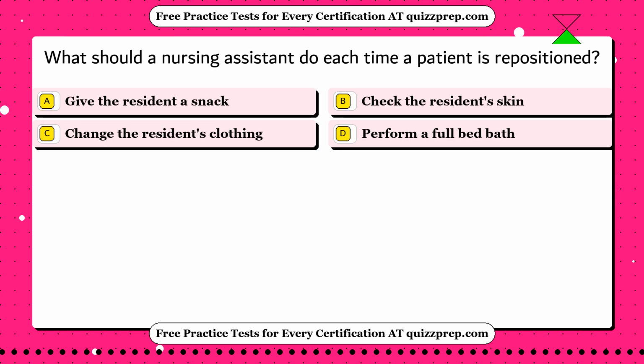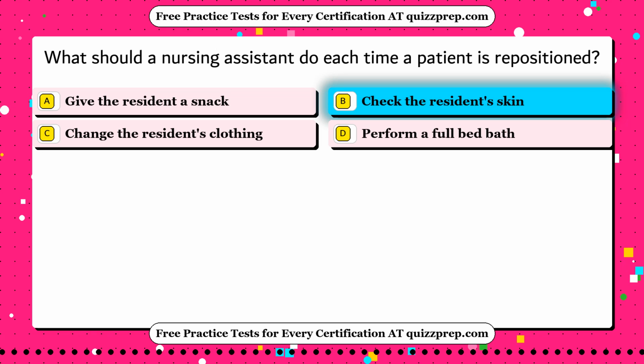Question 60. What should a nursing assistant do each time a patient is repositioned? Option A, give the resident a snack. Option B, check the resident's skin. Option C, change the resident's clothing. Option D, perform a full bed bath.